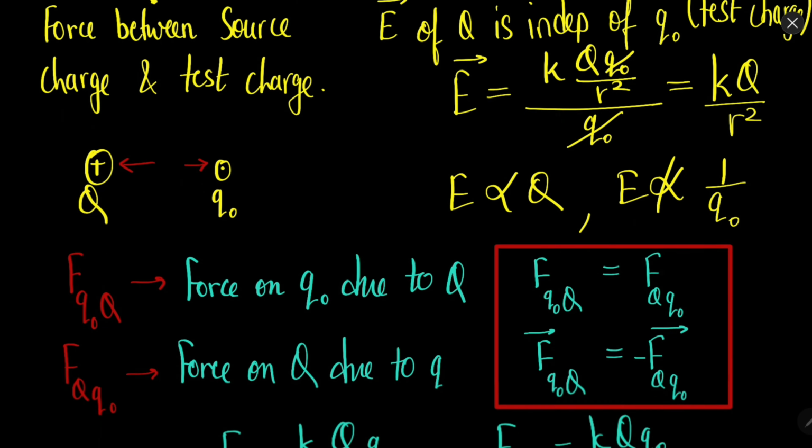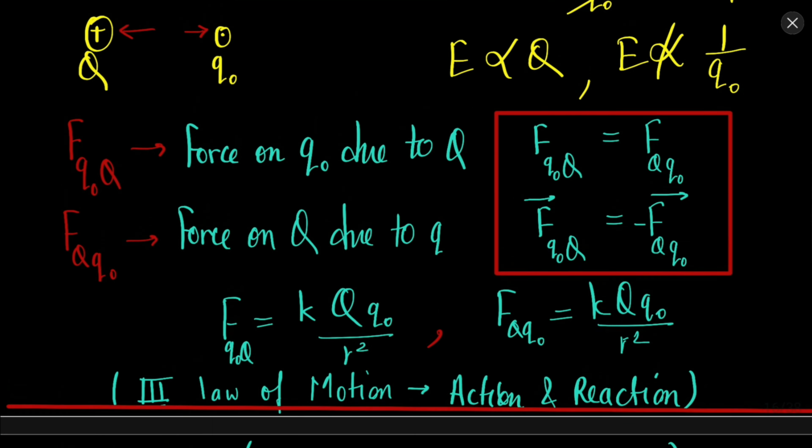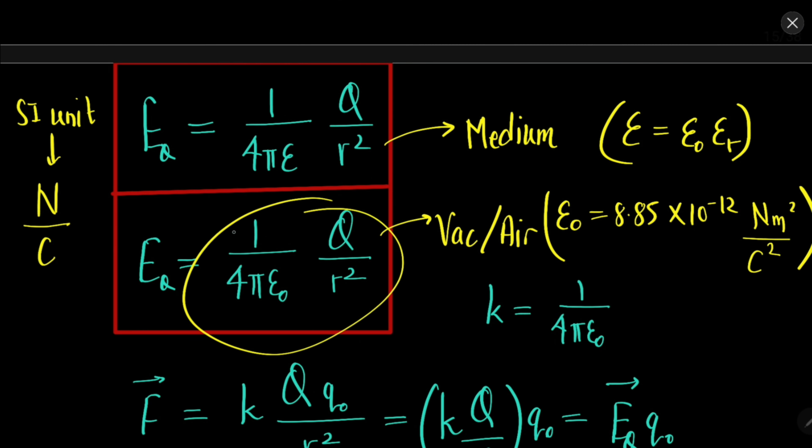So ultimately the electric field of a point charge is kq by r square.